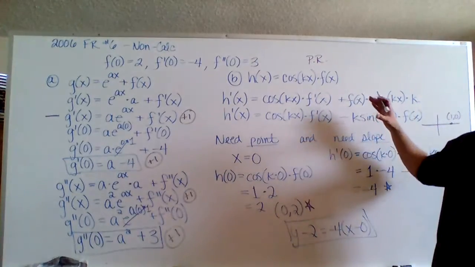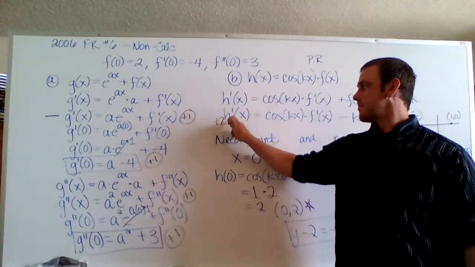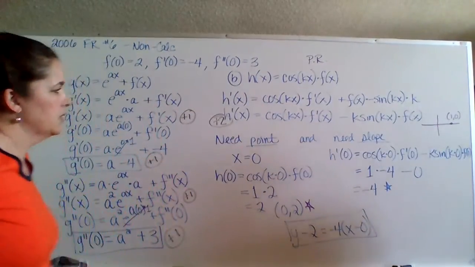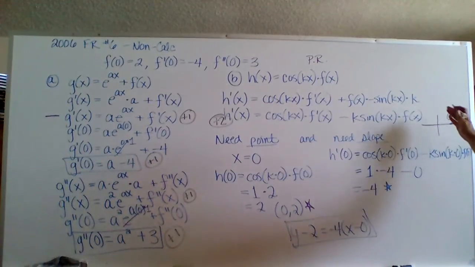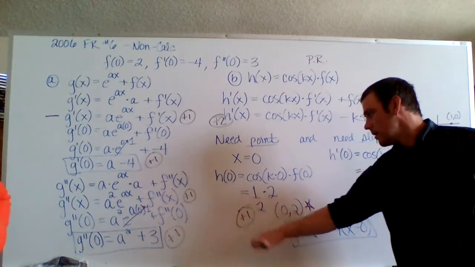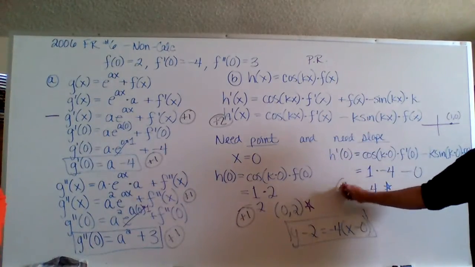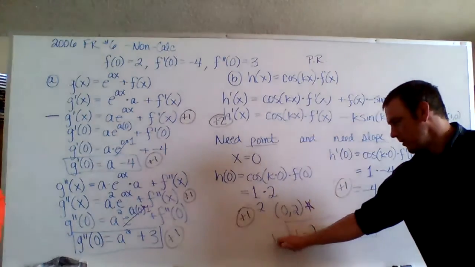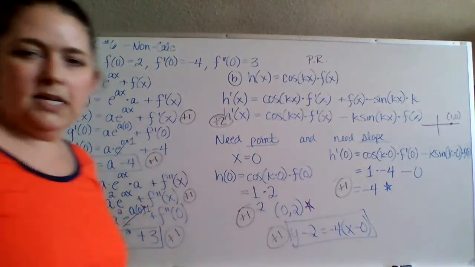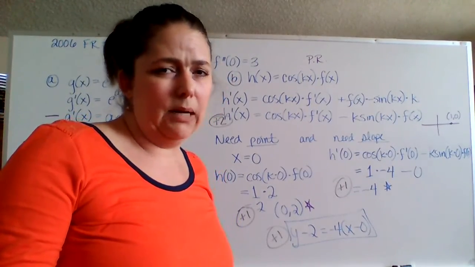Woo! Over here, you're going to get 2 points for h prime, which could be either version. These are equivalent. It doesn't matter where you stopped. You're going to get 1 point for finding h of 0 to be 2. You get 1 point for finding h prime of 0 to be negative 4. And then you're going to get 1 point for your equation of the line. Nice. All right. Hopefully you remembered product rule, or that would have been a rough one.